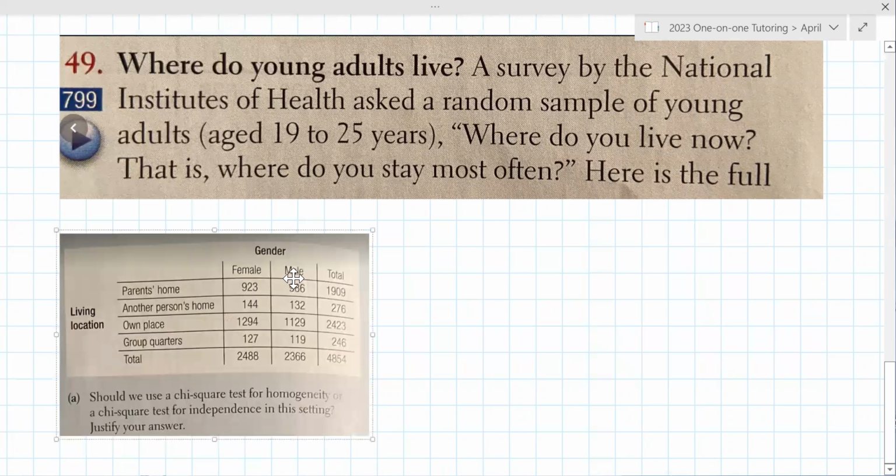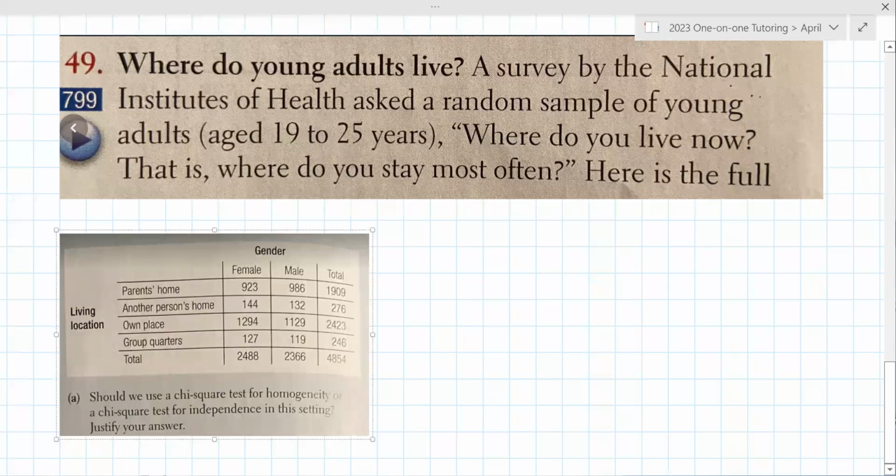All right. Where do you live now? So gender, and then parents' home, another person's home, own place, group quarters, total, like that. Should we use a chi-square test for homogeneity or chi-square test for independence in this setting? Justify your answer.